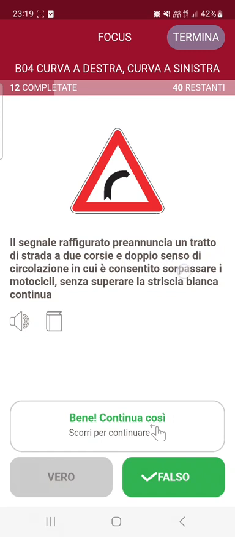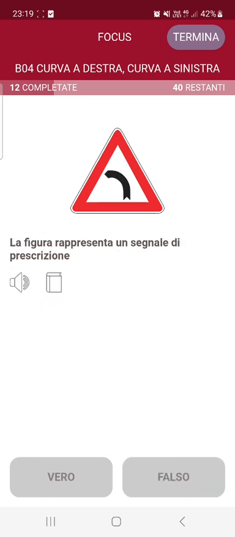But this one said, in the presence of this sign, you can overtake a motorcycle without crossing the center line that divides the driving lane. Okay, that is what they call la striscia bianca continua. So it's a line you can't overtake. Either you have to cross the line or not cross the line, doesn't matter.